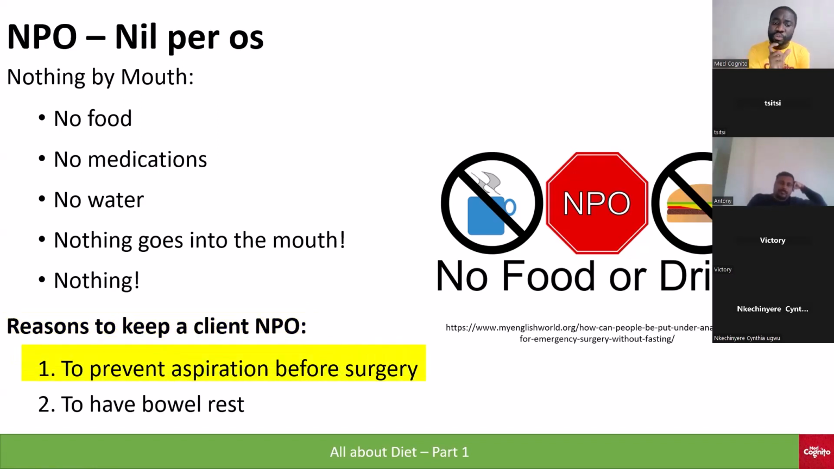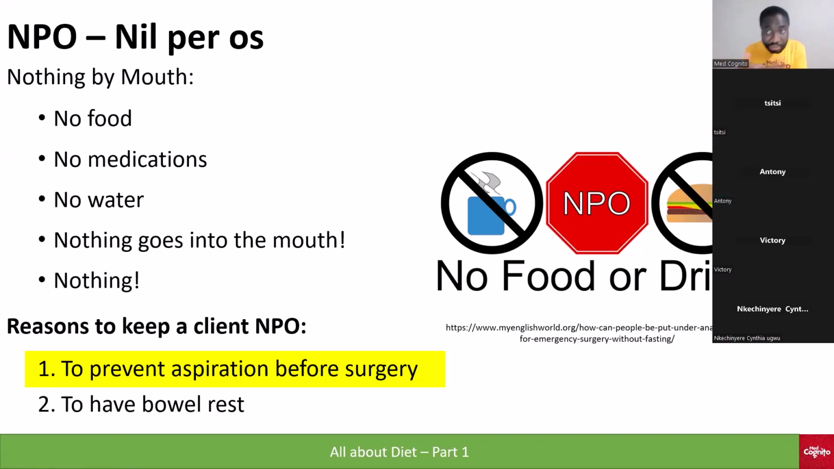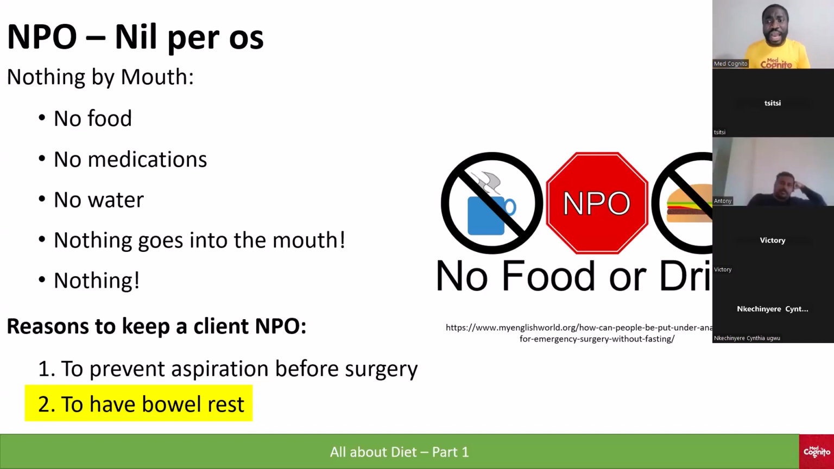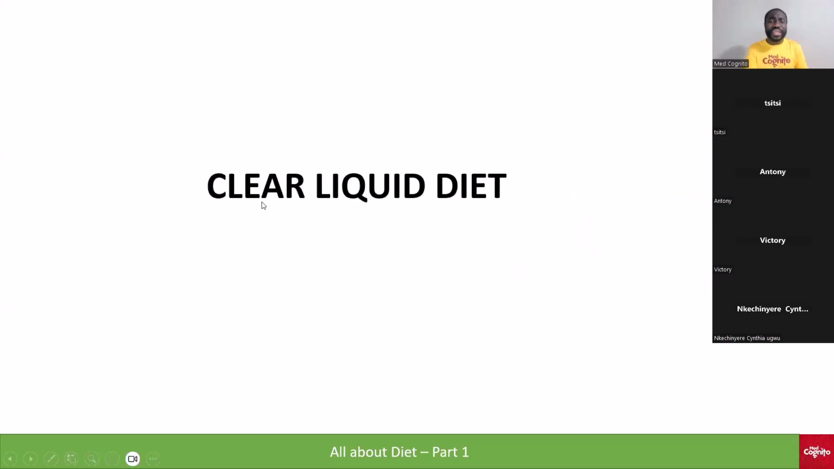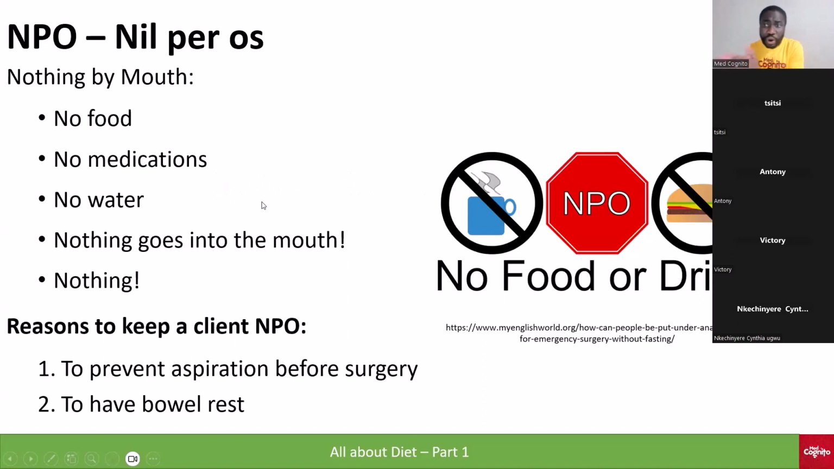Number one, it is to prevent aspiration before surgery. For example, if the client is going to have a bowel surgery or something, you want to keep the client nothing by mouth as you prepare the client for that very important surgery. Number two, it's also to give the client some bowel rest. Maybe if their bowels have been handled because of surgery, you want to give the client some bowel rest so that they get some good rest, okay? So that is nil per os for you.